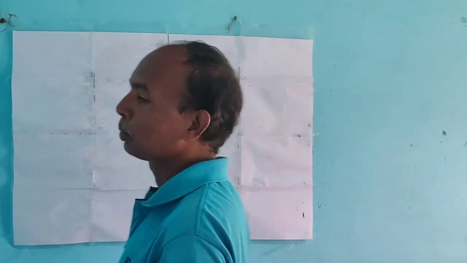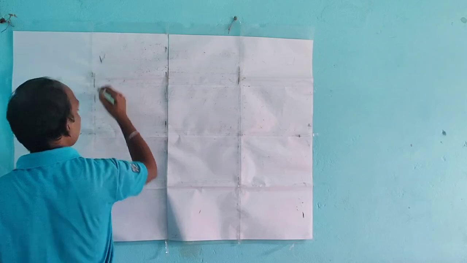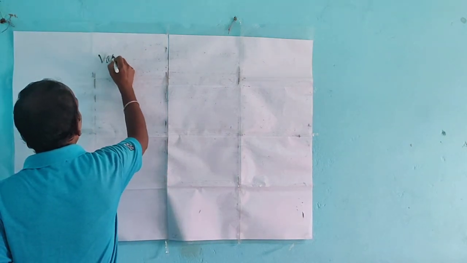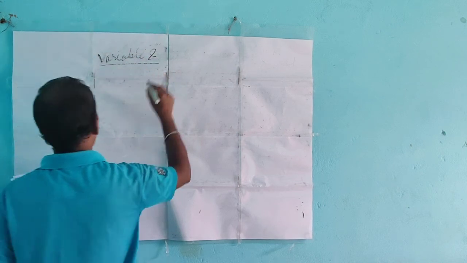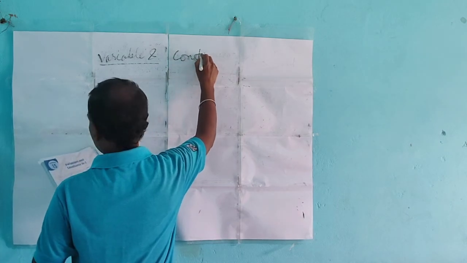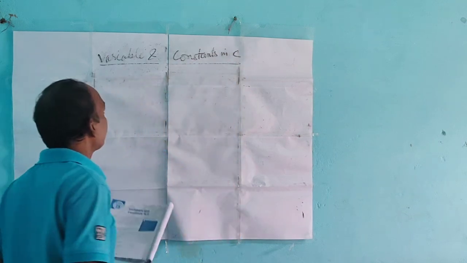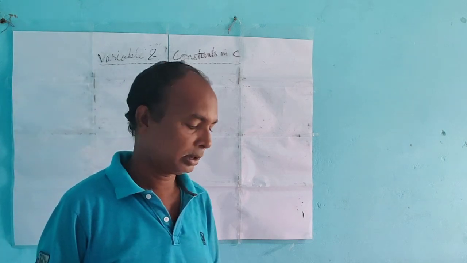Good morning, students. Today I am going to start the next part of the C program, that is variables and constants in C. Under variables and constants in C, we have to go through the different types of C character set.